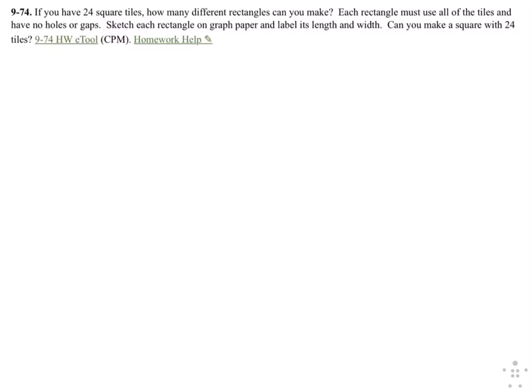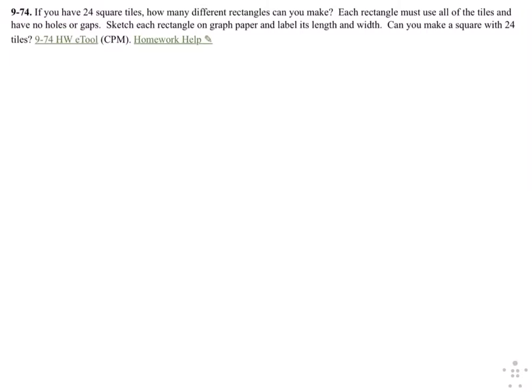Okay, for 74, they're saying we have 24 square tiles, and they want to know how many rectangles we can make. And it says that they must use all the tiles and have no holes or gaps. So basically, they're asking us for the factors of 24, right? So we could have a rectangle, and then it says sketch. I'm not going to sketch, and you don't have to sketch either.